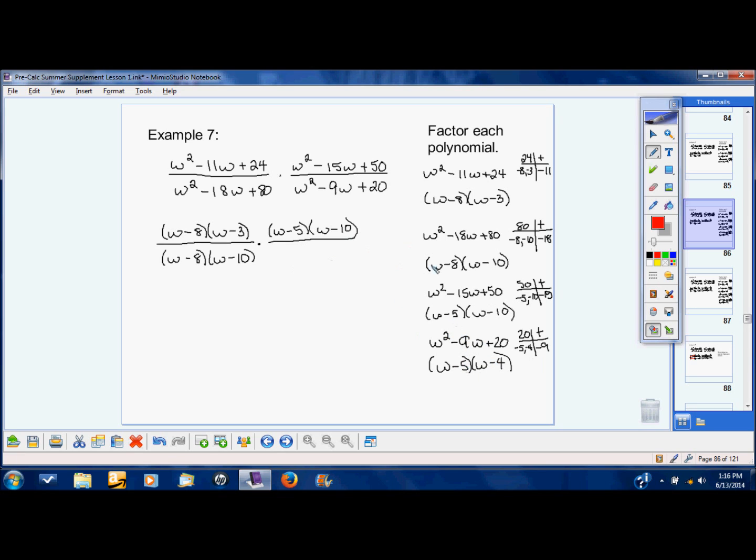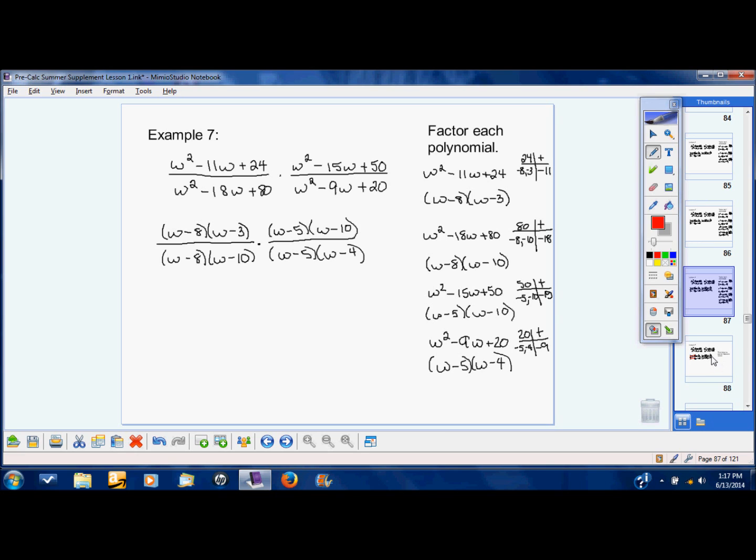And finally, the last one. We're going to factor w squared minus 9w plus 20. Negative 5 times negative 4 gives you 20. Add them together, you get negative 9. And here is your factored form. Now, if you're not sure you've gotten the correct factored form, you can go back and multiply them together to make sure that it gives you that. So we put that last one in.